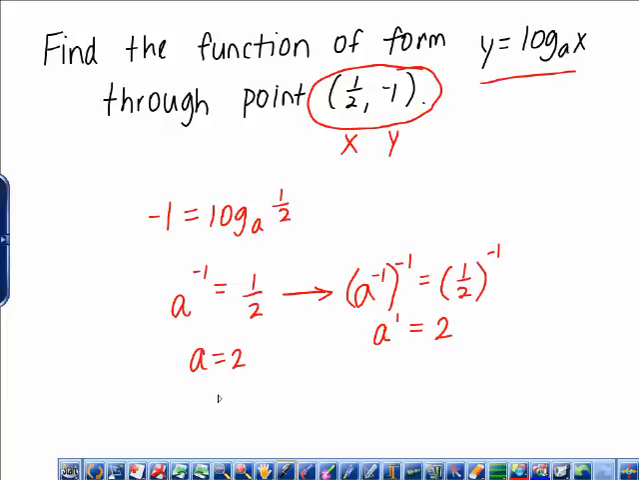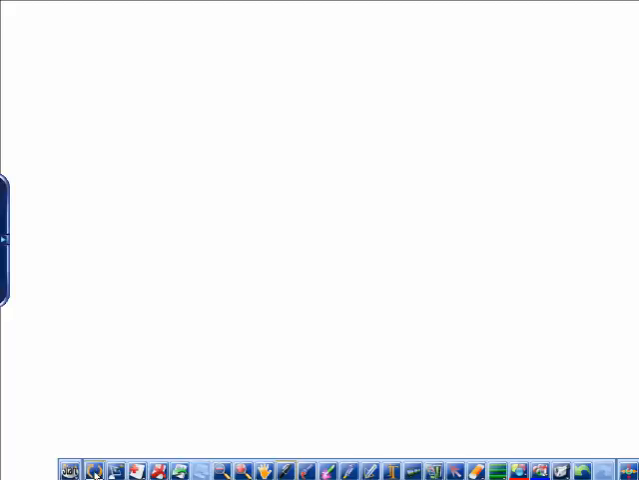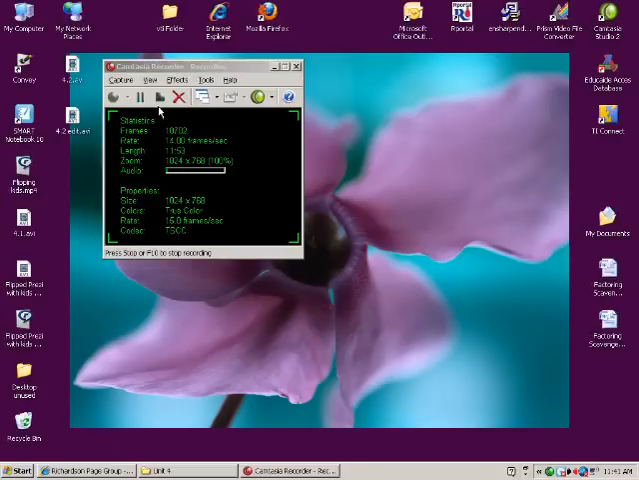All right, now that I know what a is, I can actually find the function of this form. Okay, so we can write it as f of x or as y. y equals log, not base a, but base 2 of x. So the log function that goes through that point is log base 2 of x. And I think that was our last problem. It was. Okay, so bring your questions to class. You should be able to do all of this without the calculator, and I'll repeat that in class tomorrow.